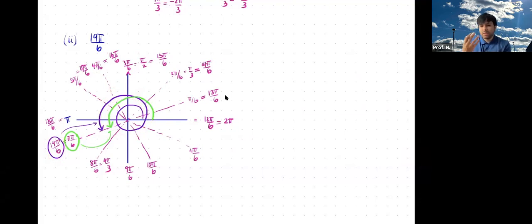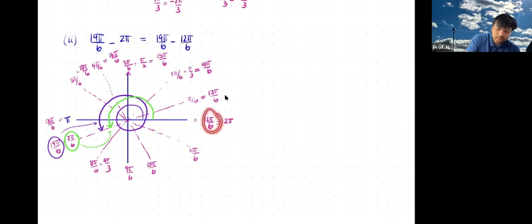And let's say you didn't have this visual representation. What you would do is think about what happens if you either add or subtract 2 pi radians. In this case, you would have to subtract because 19 pi over 6 is bigger than 2 pi. So you subtract and see what happens. You get 19 pi over 6 minus 12 pi over 6, since 2 pi is 12 pi over 6 again. And when you subtract, you get 7 pi over 6, which is exactly the coterminal angle. So that's how you do it.